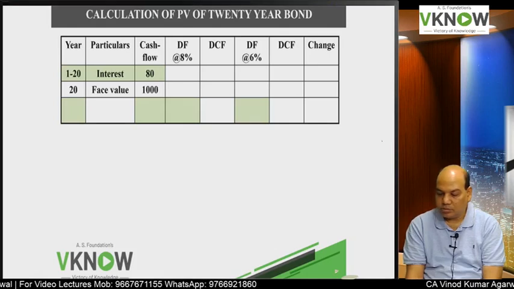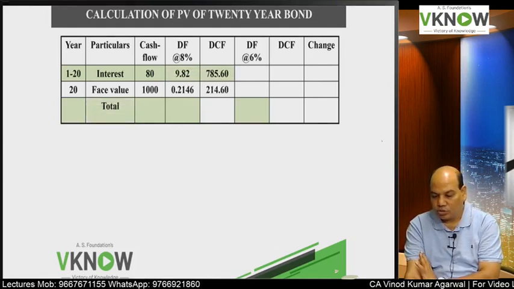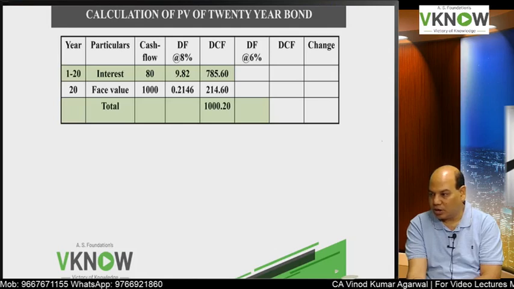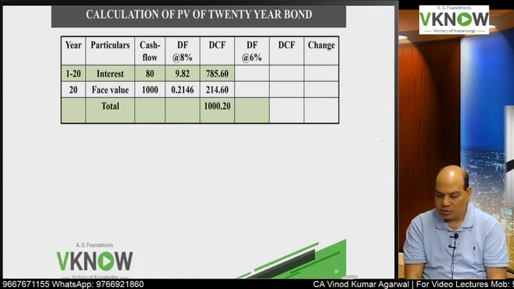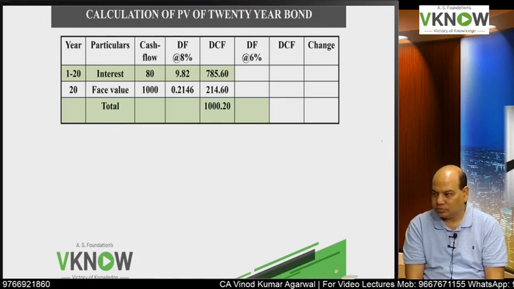Okay, anybody, what is the answer here? It should be close to 1000 again, because coupon rate and discount rate are same. Are you getting 1000 at 8%? You should get close to 1000. 1000 is accurate. Close to 1000 is also okay. Now we'll try 6%.